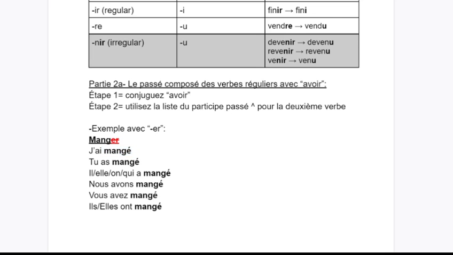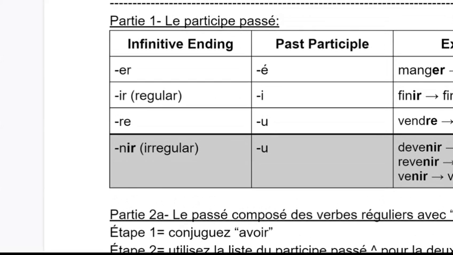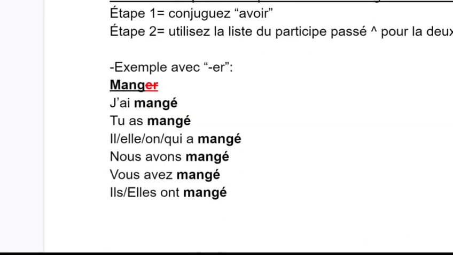Taking a look at the example with an ER verb, such as manger, what we have to do is take out the ER. Like I said from part 1, we change that ER to an accent aigu. So j'ai mangé, tu as mangé, il, elle, on a mangé, nous avons mangé, vous avez mangé, et ils, elles ont mangé.